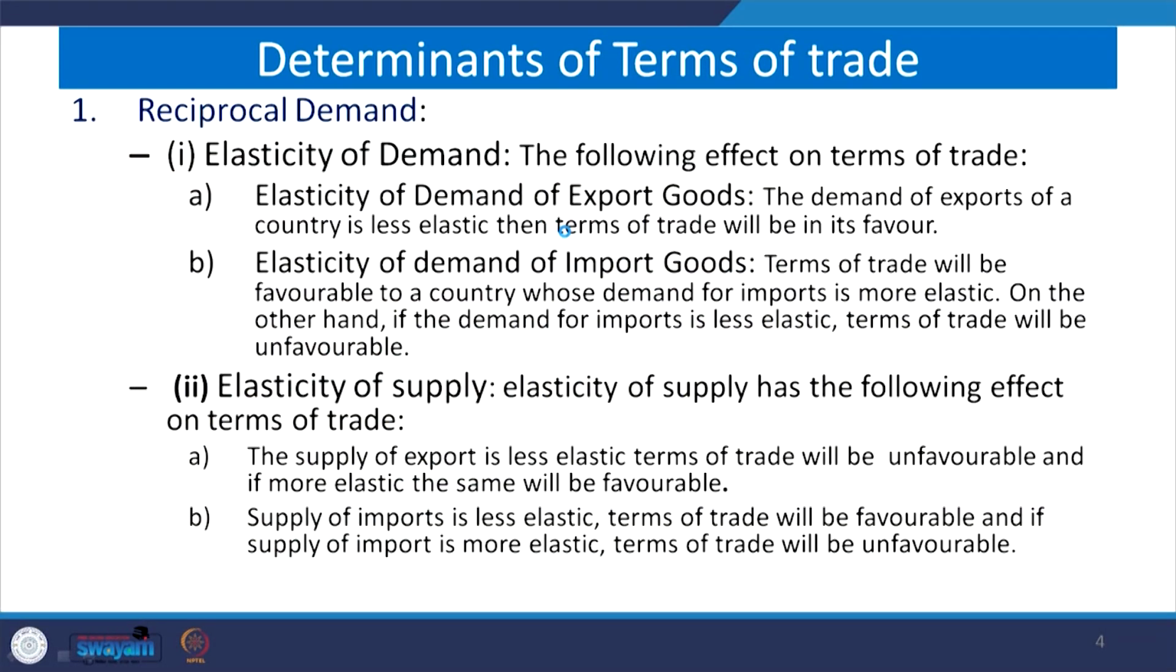Now, determinants: what it affects, what are the causes of terms of trade, what are the factors of terms of trade. I have mentioned so many factors based on the understanding from various perspectives. The first factor is called reciprocal demand as a factor behind terms of trade. One of the important instruments of reciprocal demand is elasticity of demand, elasticity of demand for import as well as export. Elasticity of export demand, elasticity of import demand.